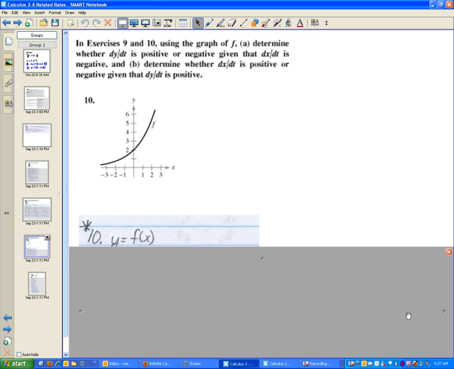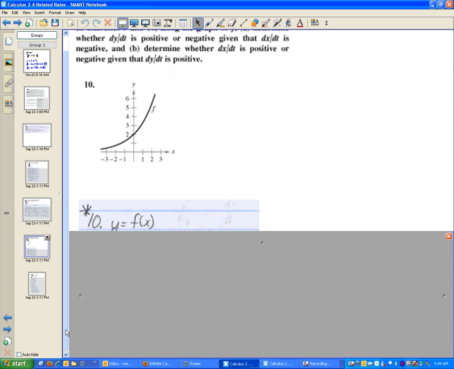All right, on this one, it says in exercises 9 and 10, using the graph of f, determine whether dy/dt, so the derivative of y with respect to t, is positive or negative, given that dx/dt is negative, and determine whether dx/dt is positive or negative, given that dy/dt is positive. Oh my goodness gracious. So here for number 10, they give us a graph of the function, and so we're going to call it y.